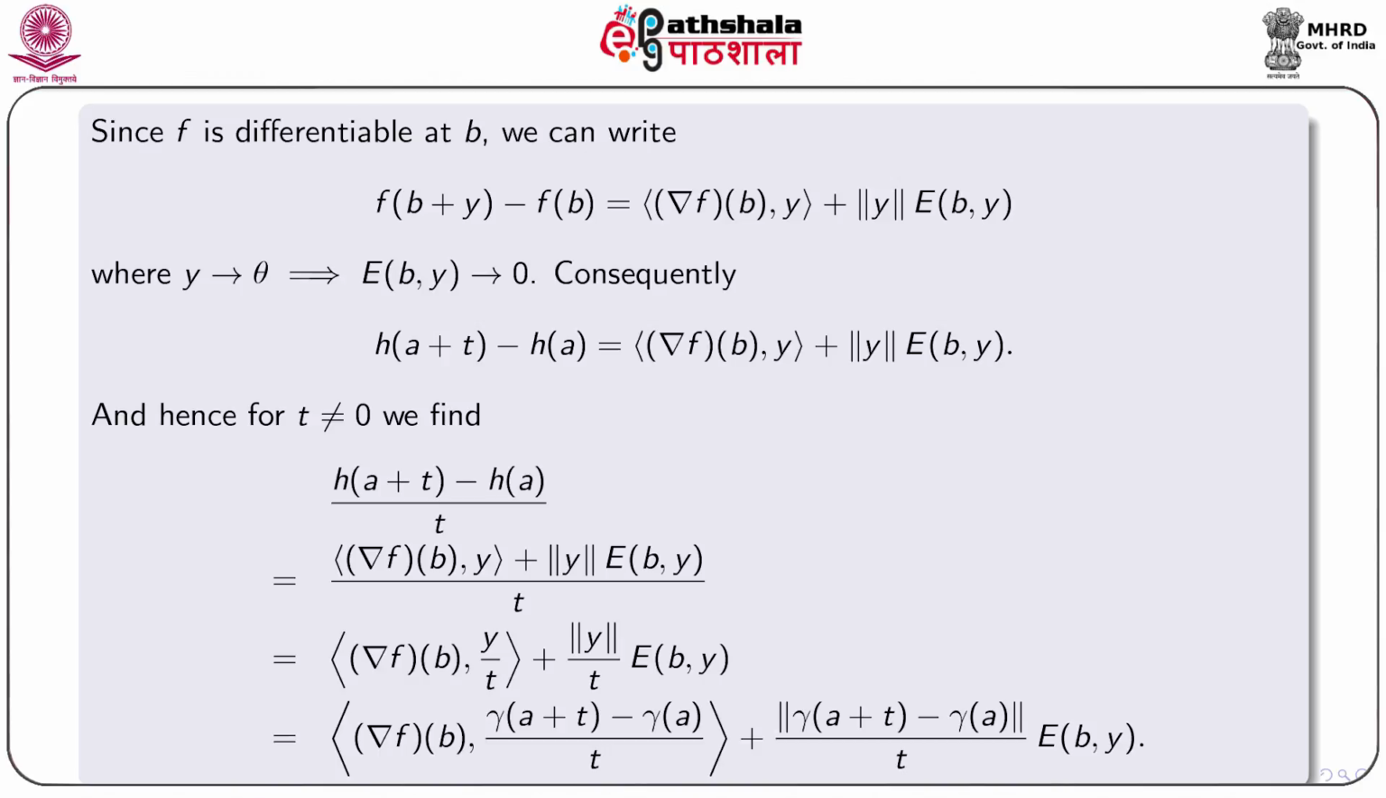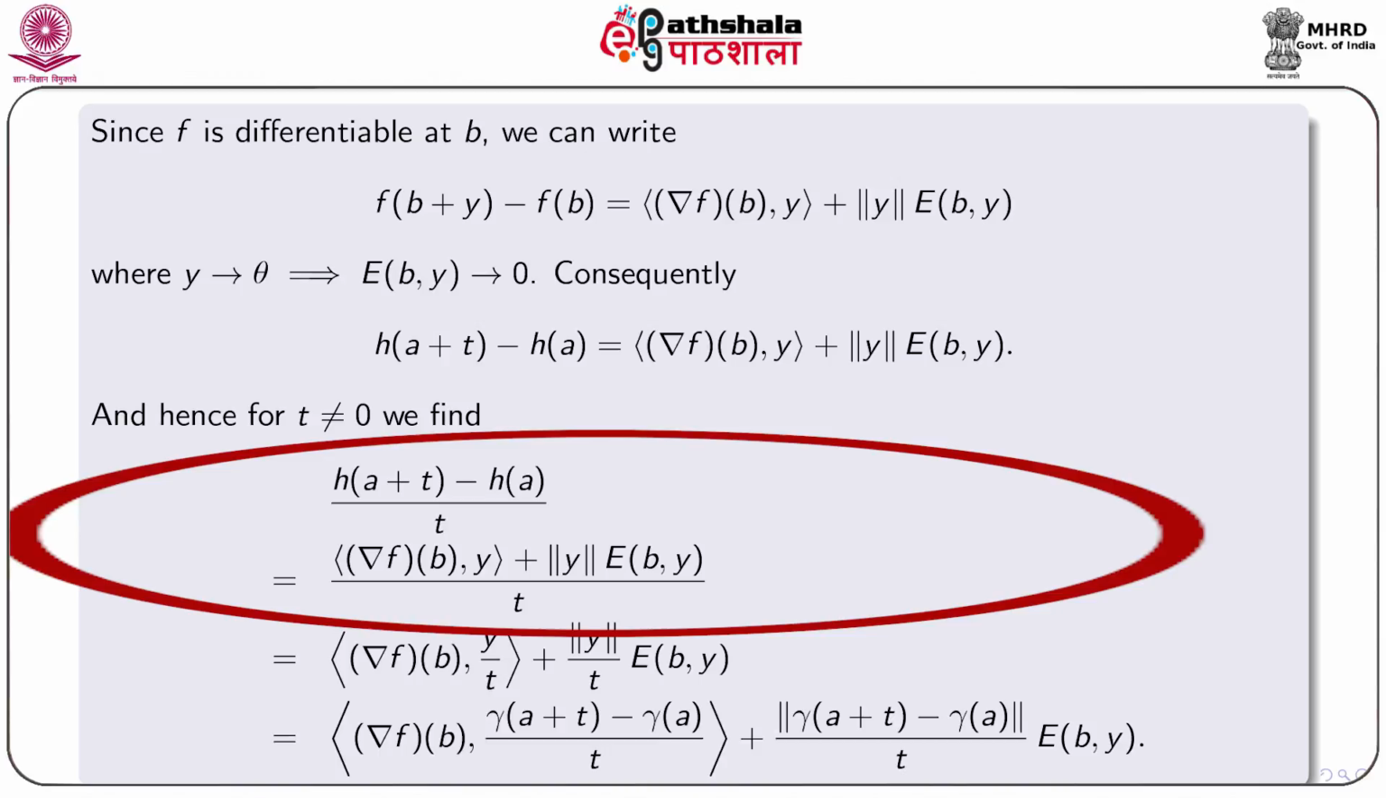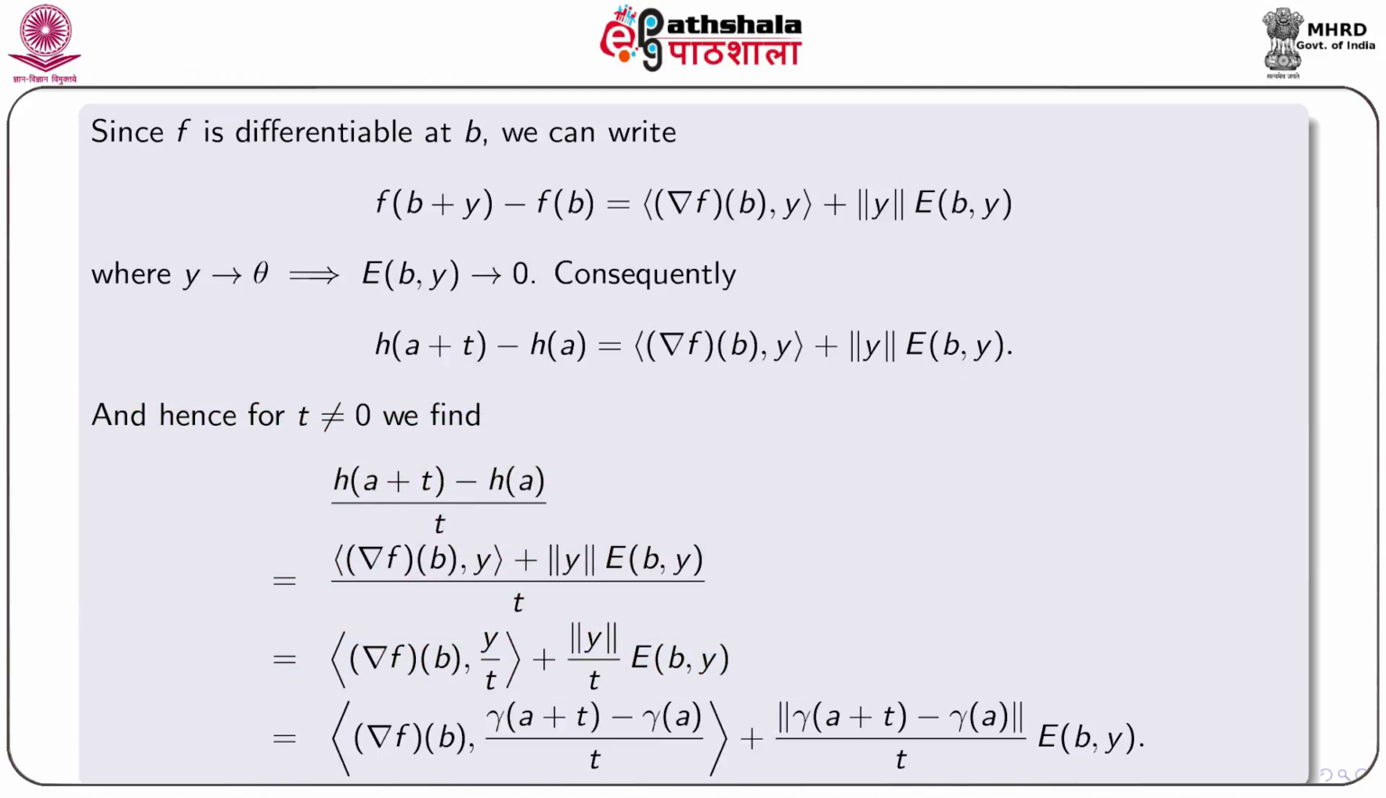Hence, we have h of a plus t minus h a equals the inner product grad f b y plus norm y multiplied by E b y. If we consider only non-zero t and put it here, then we can find h of a plus t minus h a by t, after some calculation, equals the inner product grad f b, gamma a plus t minus gamma a by t, plus norm of gamma a plus t minus gamma a by t times E b y. We have shown the calculations here.